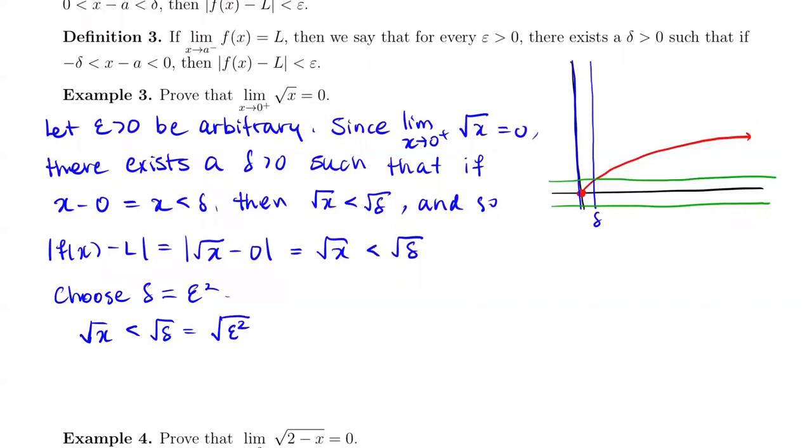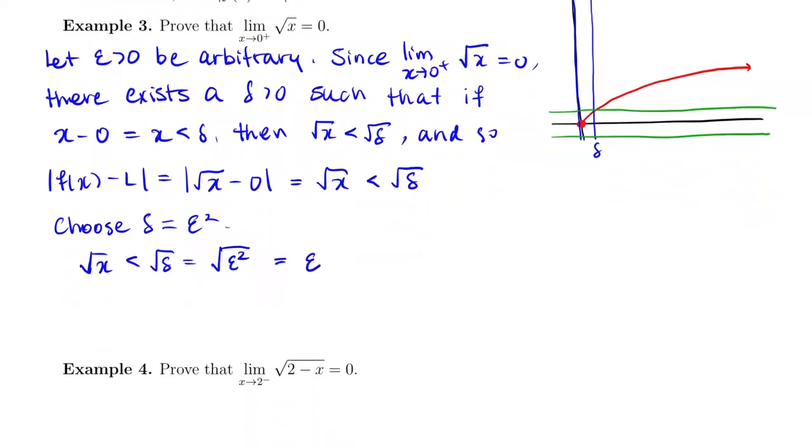So that means the square root and the square now cancel out, so that we would just get epsilon in the end. So what that means here is that the square root of x minus 0 is less than epsilon, which also implies that the limit as x approaches 0 from the right of the square root of x is equal to 0 indeed. And that's the end of the proof for example 3.